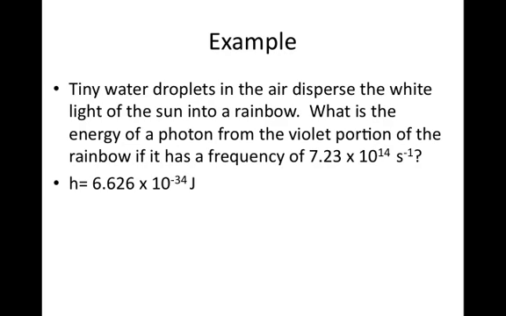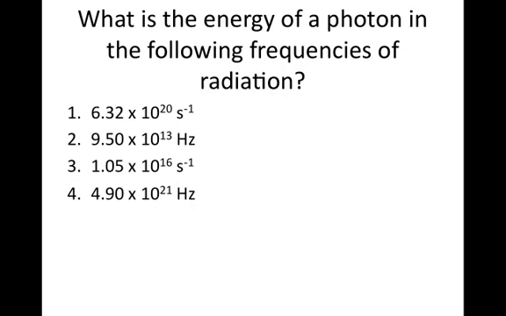I'll give you a second to answer that. And the answer that you should see on your calculator is this: 4.79 times 10 to the negative 19th joules. Here are a few examples. What is the energy of a photon in the following frequencies of radiation? Now, you should pause it right now, do these problems as practice.